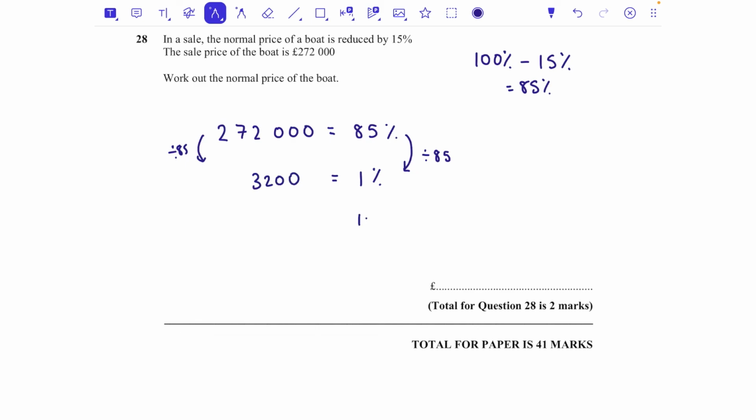If you then want to know what 100% was, the original, the normal price of the boat, I'm just going to times that by 100. So times by 100 is 320,000. That would be your answer there for 2 marks.